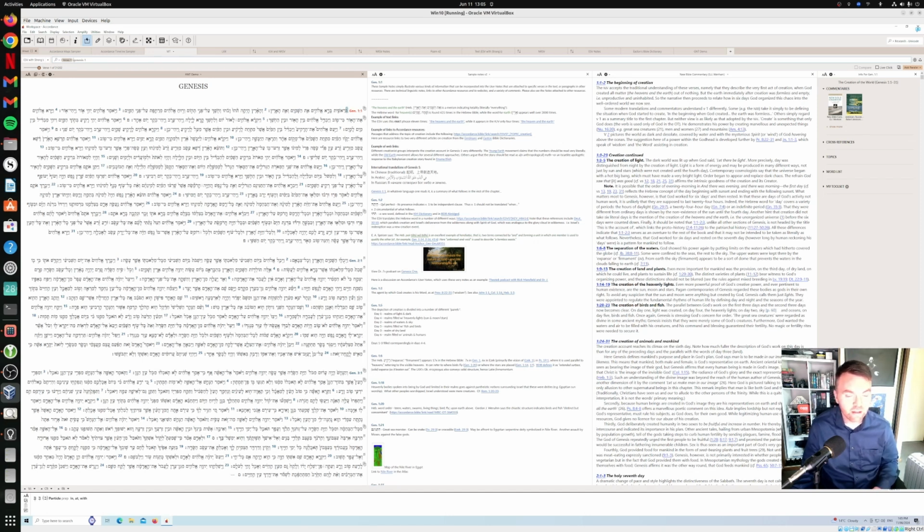So this is the book of Genesis, and the first thing you'll notice is that we go from right to left instead of left to right, and I do believe that the vowels are omitted. So we'll just take a quick look at the bottom here as we go through some of these words. In, beginning, created, God, object, the heavens, and object, the earth.